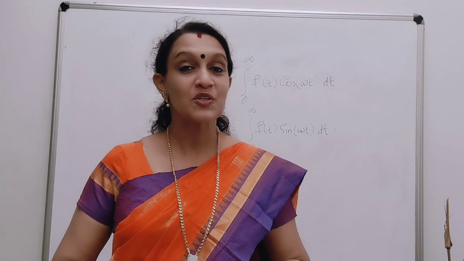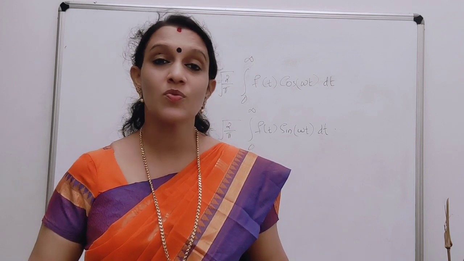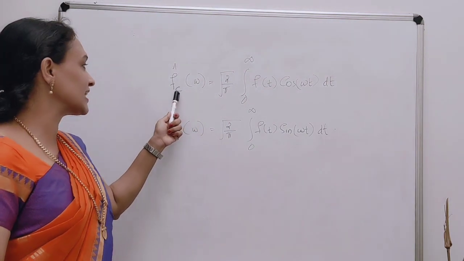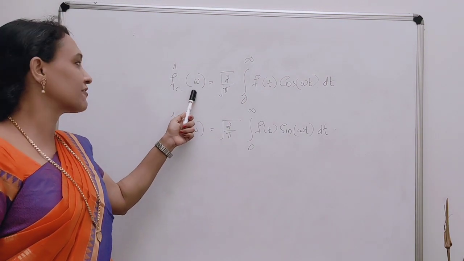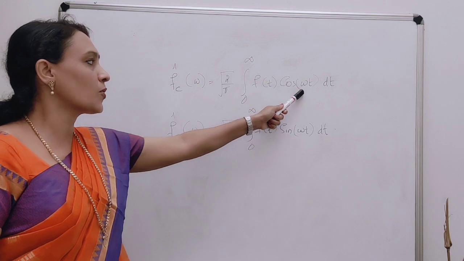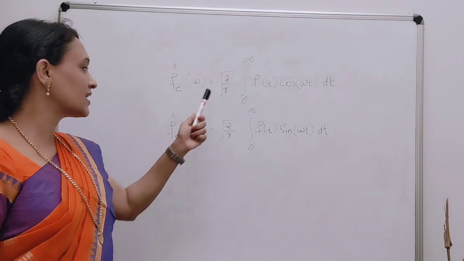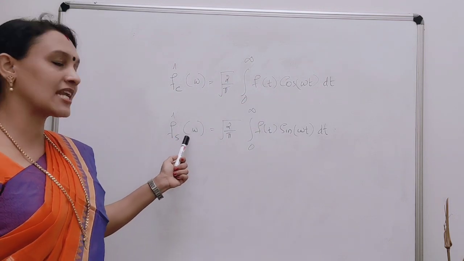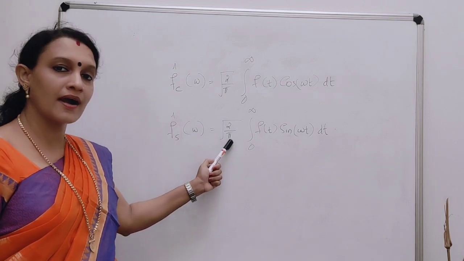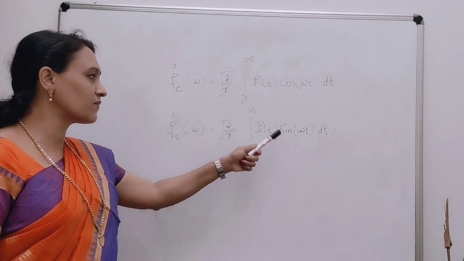Once more, let me just revise the topics that we discussed today. Two concepts: one is the Fourier sine transform and the other is the Fourier cosine transform. The Fourier cosine transform is denoted by Fc cap omega, and the definition is root of 2 by pi integral 0 to infinity f of t into cos omega t dt. Keep in mind, in the cosine transform we have the cos function only. Similarly the Fourier sine transform, denoted by Fs cap omega, is defined as root of 2 by pi integral 0 to infinity f of t into sin omega t dt. In the sine transform we have the sine function.